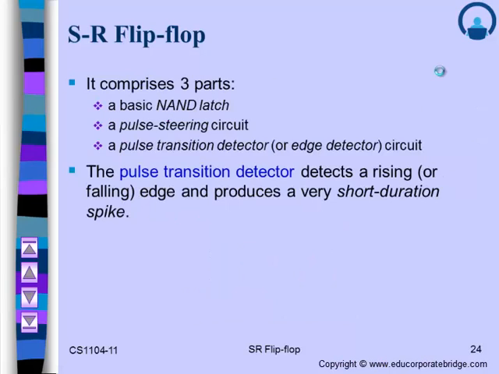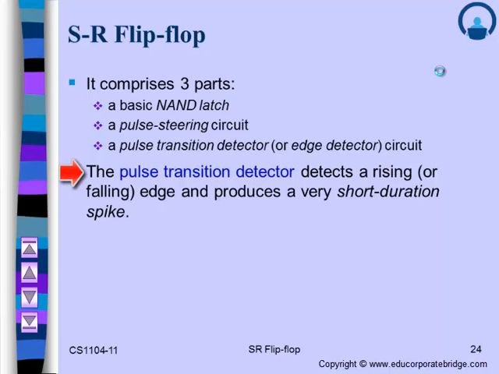Now let's see what applications can be done with the SR flip-flop. The SR flip-flop comprises three parts: a basic NAND latch, a pulse steering circuit, and a pulse transition detector or edge detector circuit. The pulse steering circuit can be considered as a clock, that is, the pulses we see.